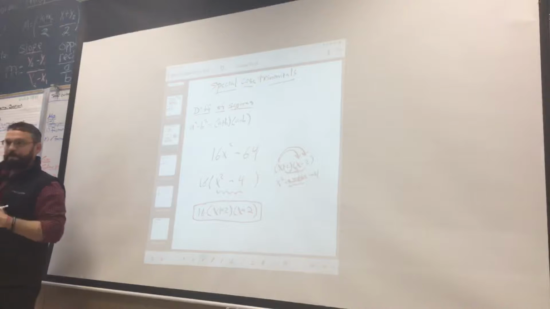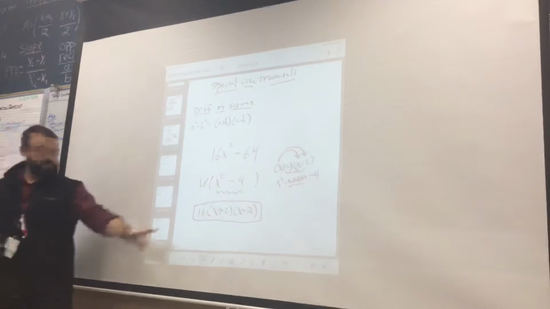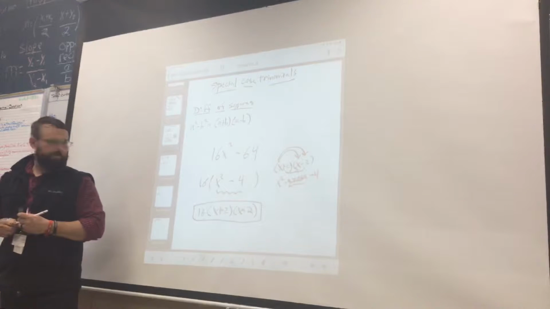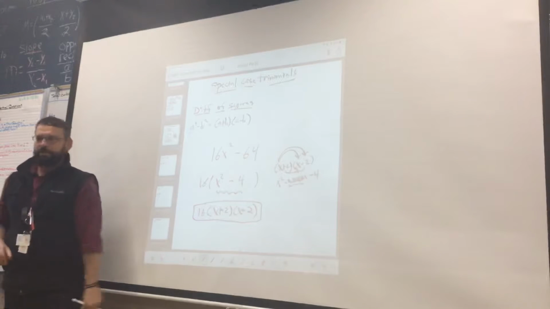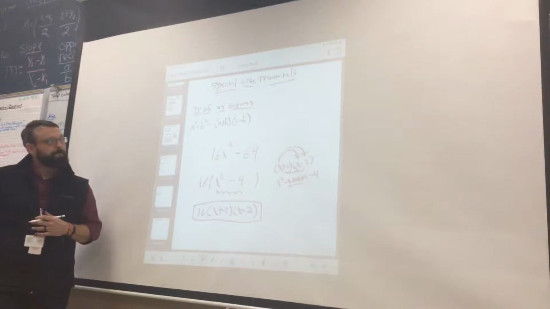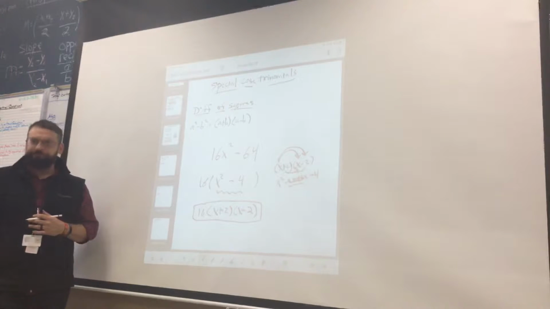Is that how it's always going to be, one positive, one negative? For a difference of squares, yes, it will. And it wouldn't matter which one. So it's the same either way. So really, we're just looking at the difference of squares.